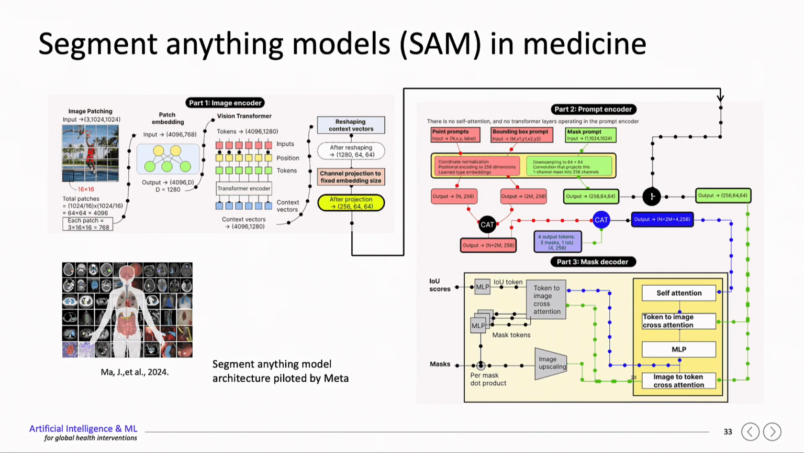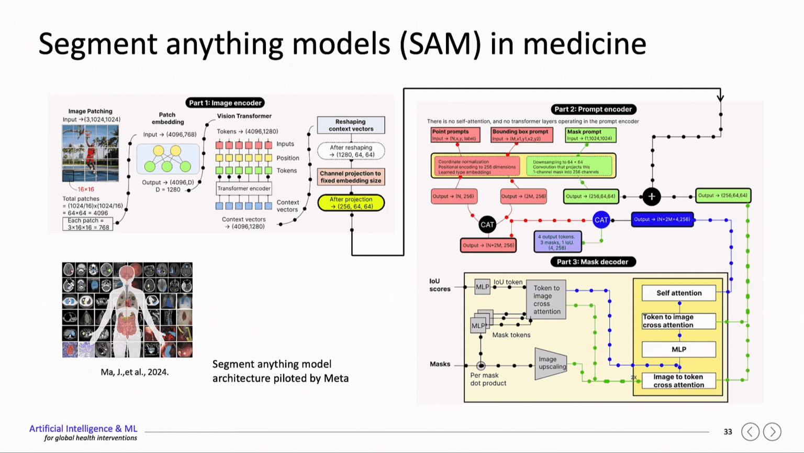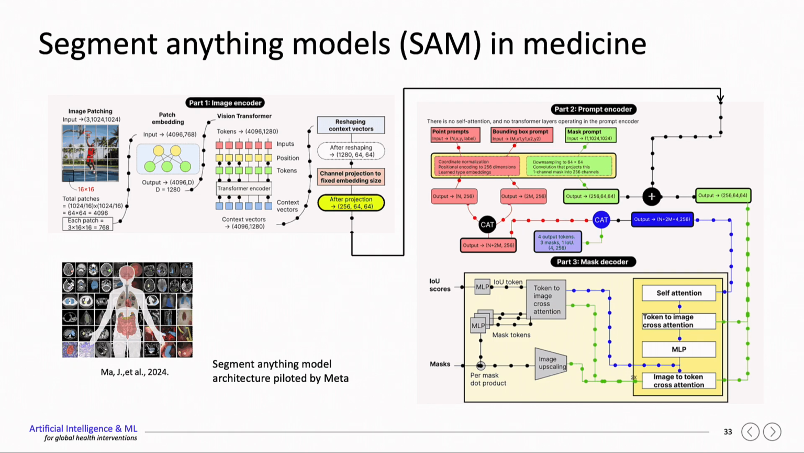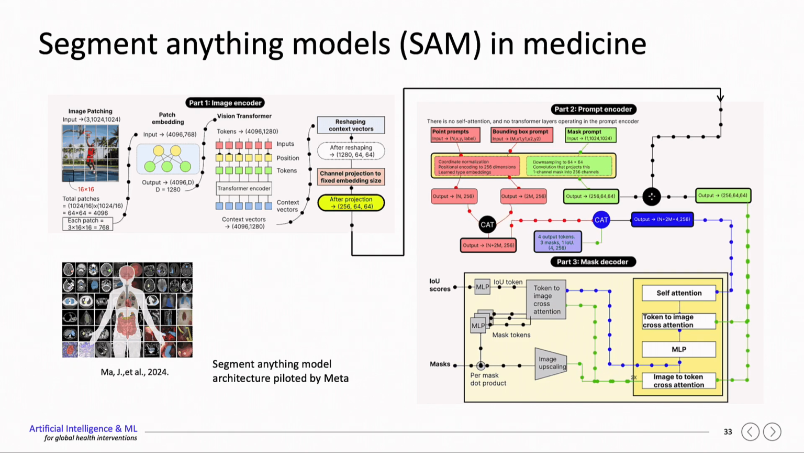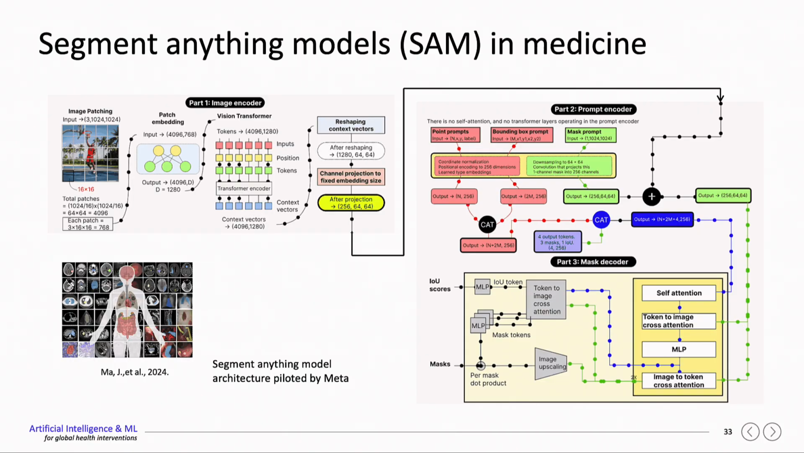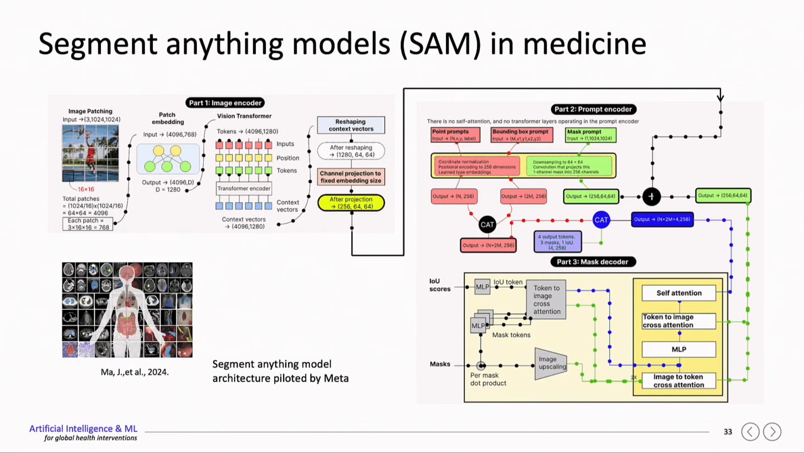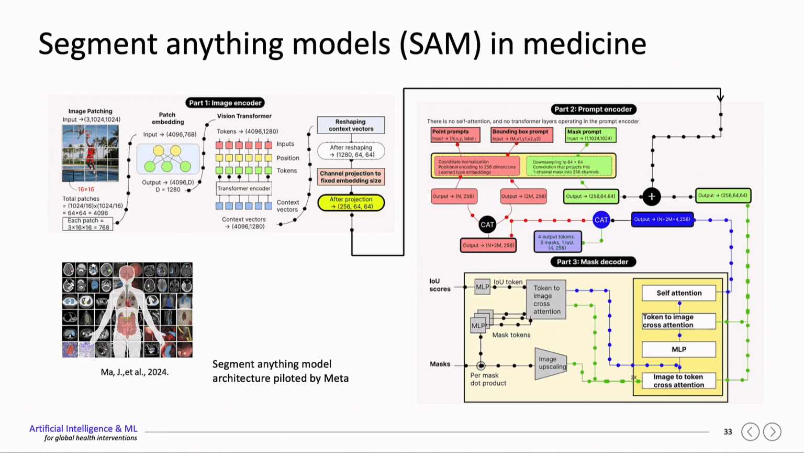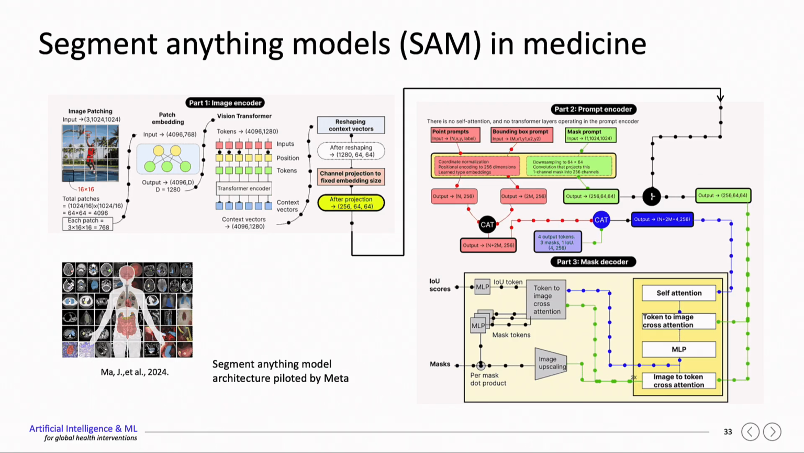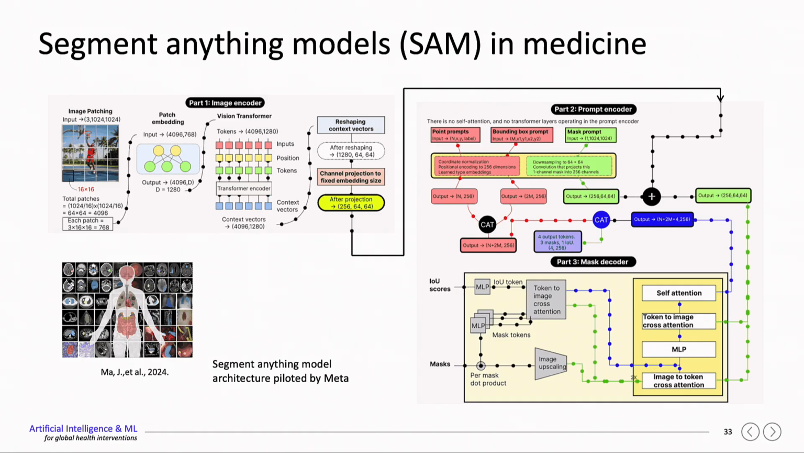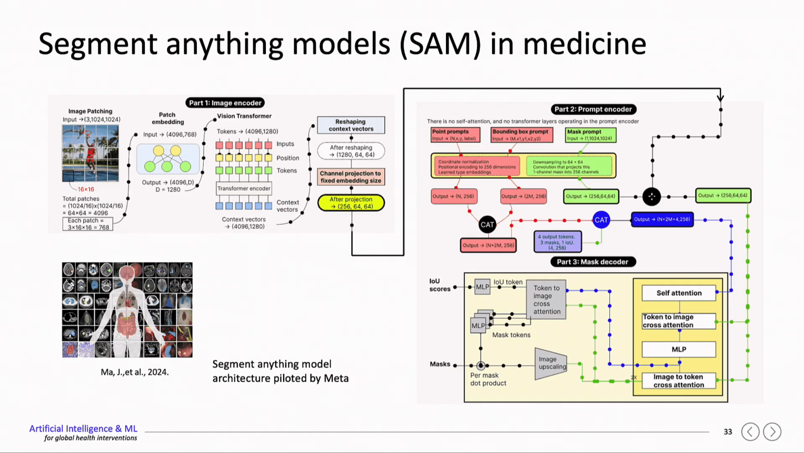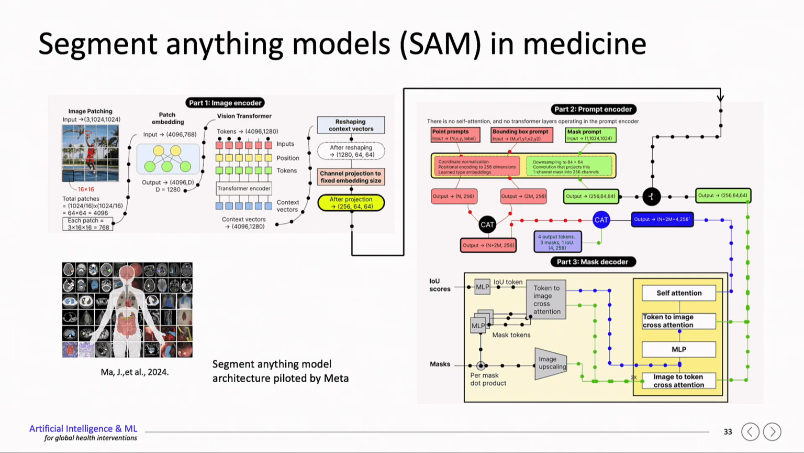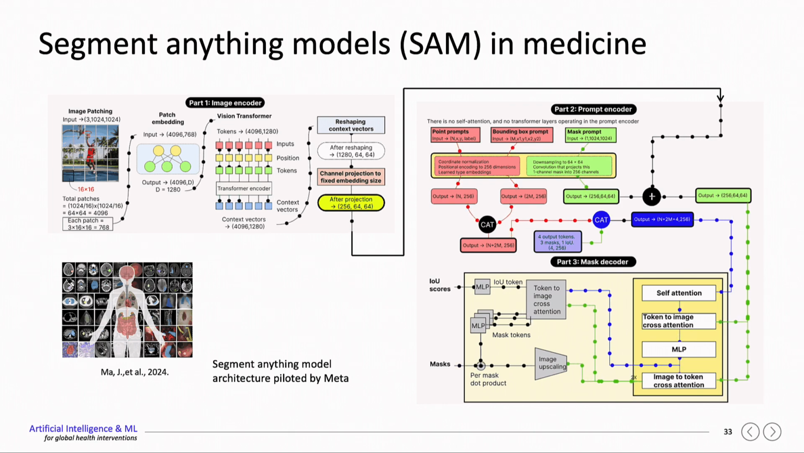SAM begins with an input image of 3 channels at 1024 by 1024 resolution. This image is divided into non-overlapping patches of 16 by 16 pixels, yielding 64 by 64, or 4096 total patches. Each patch, when flattened, contains 768 values, 3 channels times 16 times 16. These patches are passed through a linear patch embedding layer, projecting them into a higher dimensional space, in this case, 1280 dimensions. The resulting sequence of 4096 tokens, each of dimension 1280, is then processed by a vision transformer.